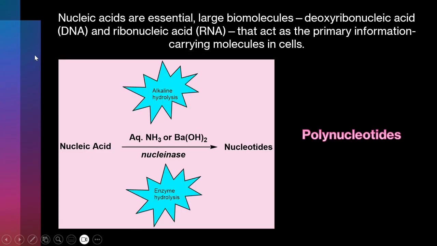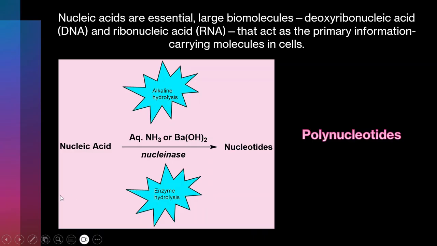So as we said, chemically, nucleic acids are essential large biomolecules that act as primary information carrying molecules in the cell. And as we know, they are of two types. You might have heard of them: DNA, which is deoxyribonucleic acid, and RNA, which is ribonucleic acid.